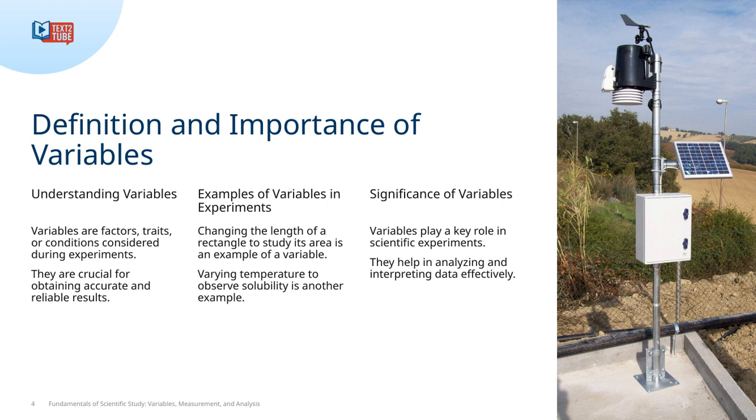For example, if we change the length of a rectangle to see how it affects the area, the length is our variable. Similarly, varying the temperature to observe how it influences solubility is another common example. These variables are crucial because they allow us to test hypotheses and understand relationships within our experiments. Understanding variables is key to obtaining accurate and reliable results. They are central to designing experiments that can yield valid conclusions. So, in essence, variables are the building blocks that help us explore scientific questions in a structured and meaningful way.